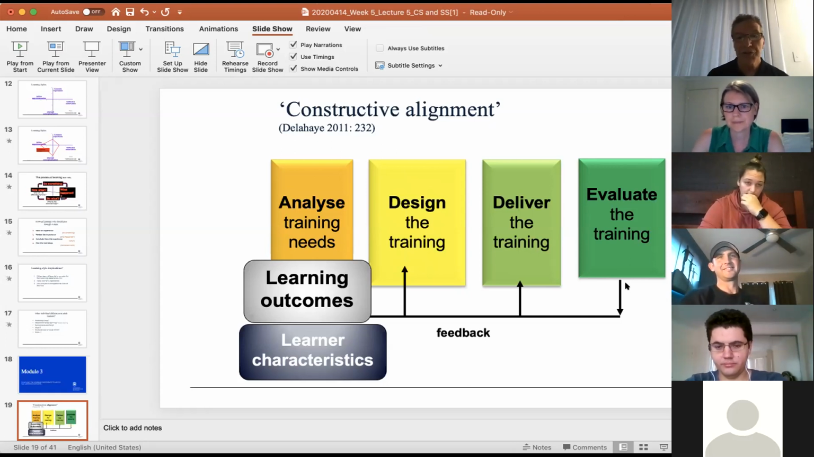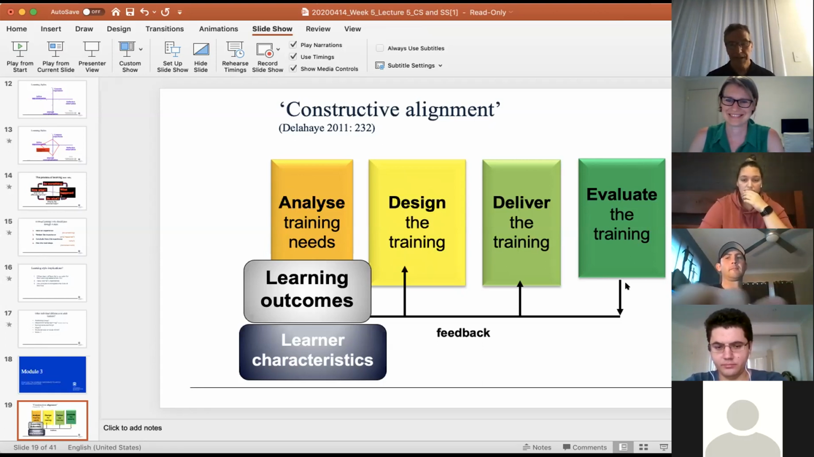So have you developed the learning outcomes for your training session? Has anybody got that far? No? Yes? Yes, I've got a few yeses. So once you've decided what it is that you want to do, the next step might be, what are the learning outcomes? What do you want people to be able to do?